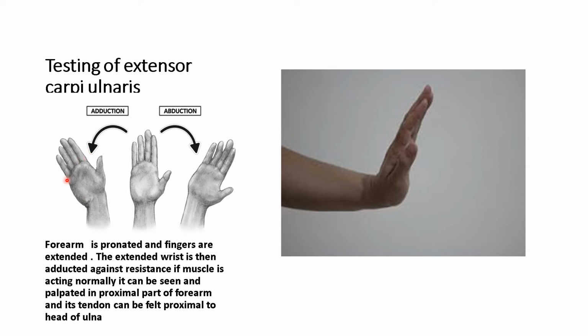And if the muscle is acting normally, then it can be seen and palpated in the proximal part of the forearm, and its tendon can be felt proximal to the head of the ulna. So this is the thumb side. On the thumb side, the radius is present, and this is the lateral side, and this is the medial side, and the head of the ulna is there. So its tendon can be felt here.